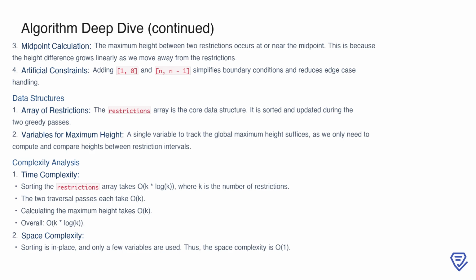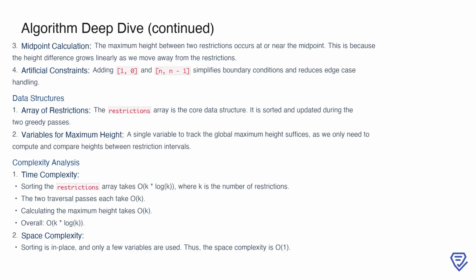For two restrictions at index 1 with height 1 and index 2 with height 2, the maximum height achievable between these indices occurs at or near the midpoint. The formula to compute this is (height 1 + height 2 + (index 2 - index 1)) // 2. This accounts for both the adjacency constraints and the heights at the endpoints. By applying this formula across all intervals, we track the overall maximum height.